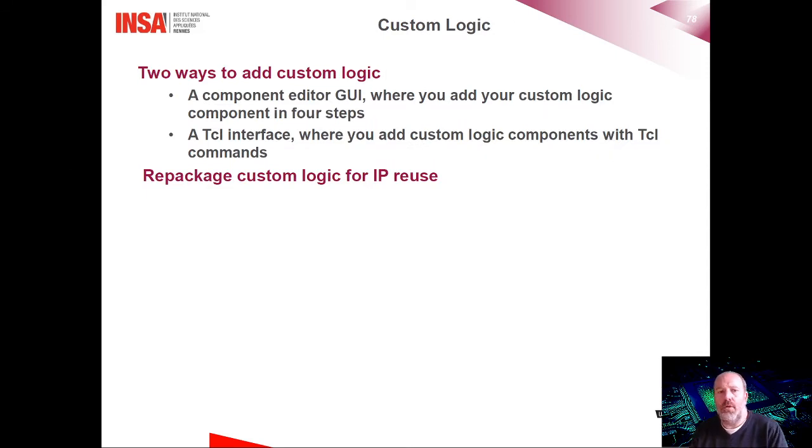Now we're going to talk a little bit about designing a custom component from scratch and adding it to the library so that we can reuse it as an additional peripheral for the processor. In fact, there are two ways to add custom logic. The first is by using a dedicated GUI component editor that we're going to see in the next slide. The other is by using a Tcl script where you can describe your components using text and Tcl commands. These two methods make it possible to repackage custom logic for IP reuse, meaning that it's possible for designers to reuse their custom design as an additional peripheral.